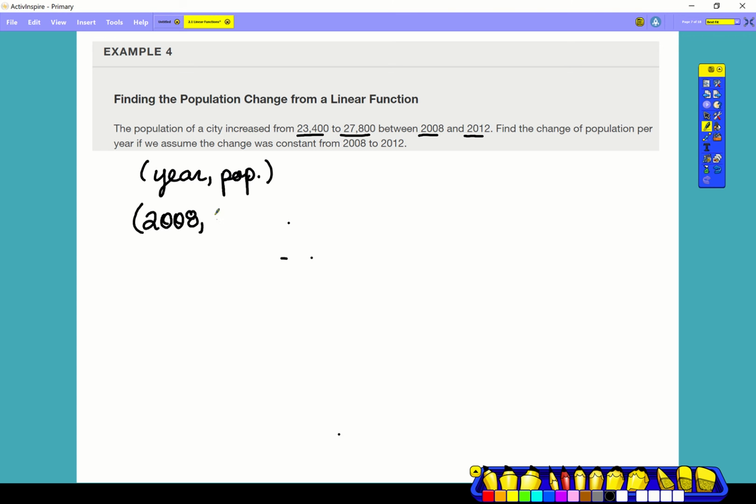So in 2008, the population was 23,400. In 2012, the population was 27,800. I'm going to go ahead and delete this comma. There we go. Make it a little less confusing.